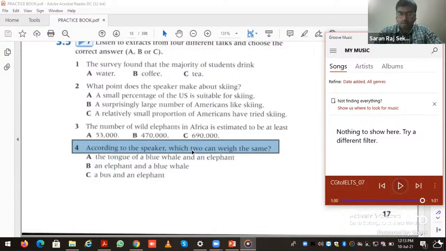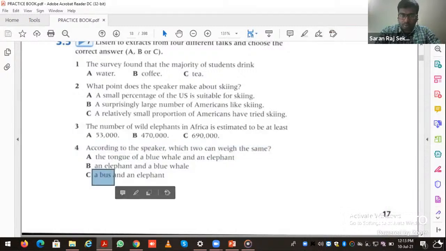So here in this audio, they mentioned 2.7, which is comparably approximately equal to 2.5, the tongue of a blue whale. And after that, they mentioned that it is 15 times greater. It is 15 times bigger than an elephant. And also, they compared it, 10 times, to the bus. Let me play the audio again.